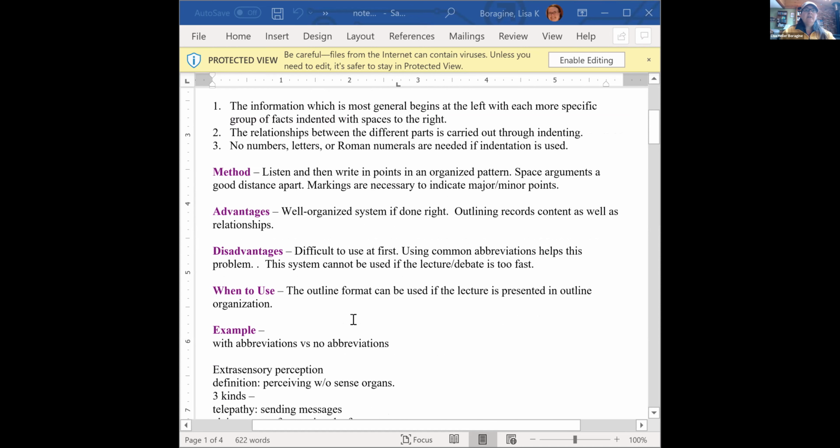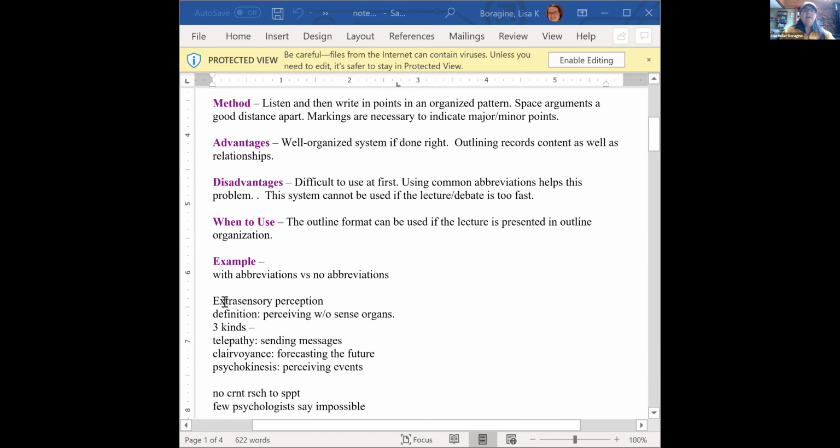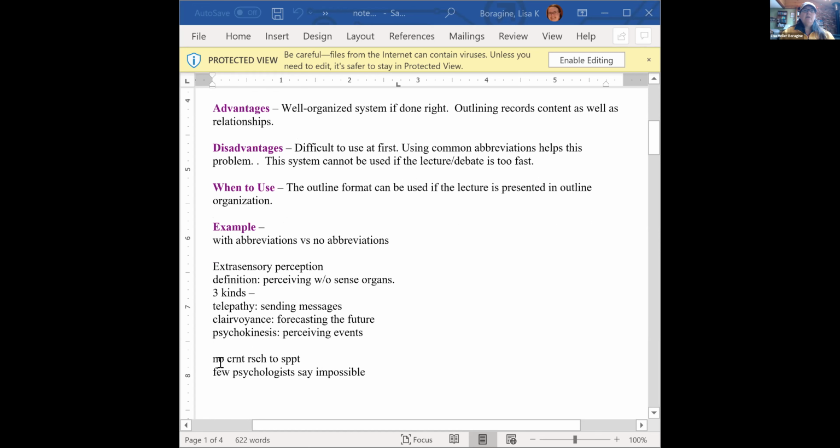So like under the example right down here, you might have abbreviations or no abbreviations, like extrasensory perception, the definition, and then 3 kinds. And then telepathy, clairvoyance, and psychokinesis would be the 3 types of extrasensory perception, ESP, right? And no current research to support, right, there is kind of a way that you can use to abbreviate. That might be one way to do it. You could organize it based on section.